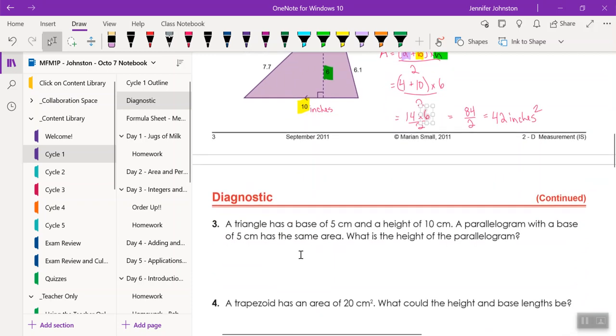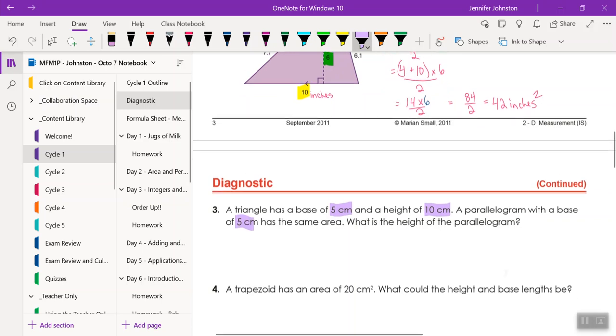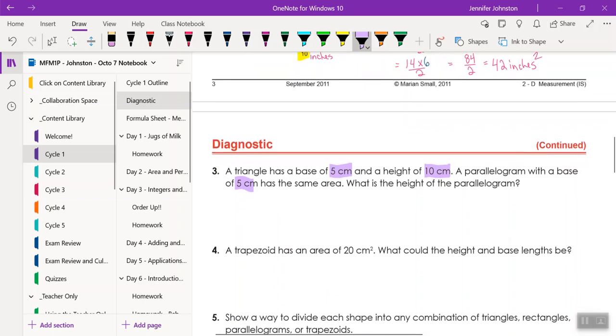All right, for question number 3. A triangle has a base of 5 centimeters and a height of 10 centimeters. A parallelogram with a base of 5 centimeters has the same area. What is the height of the parallelogram?